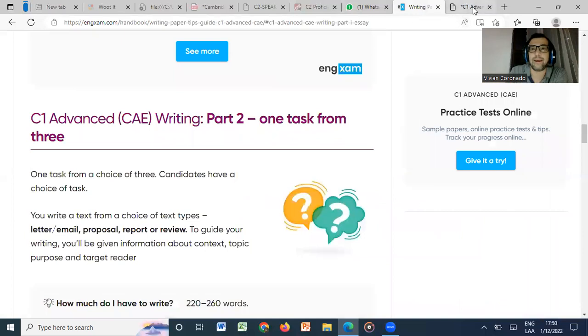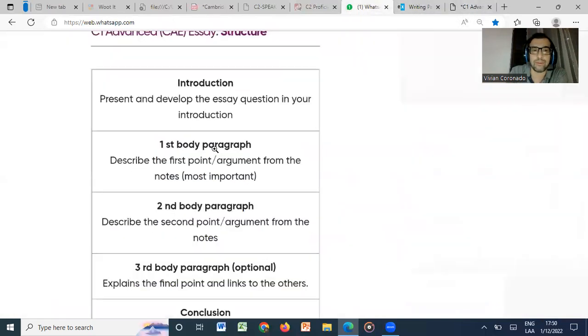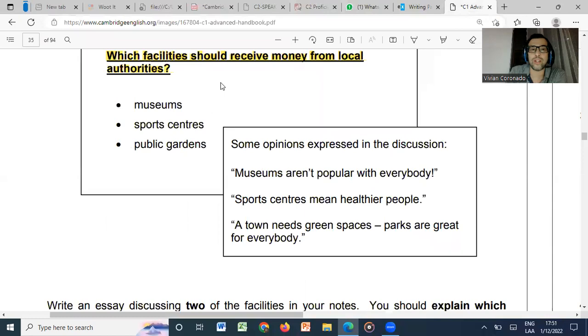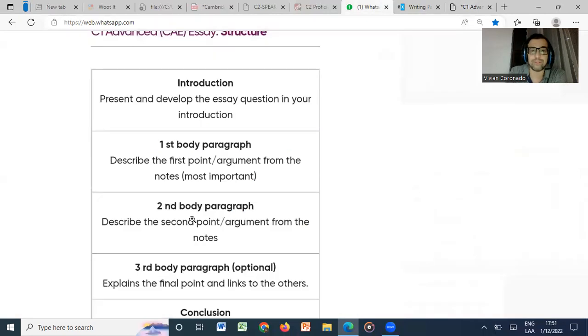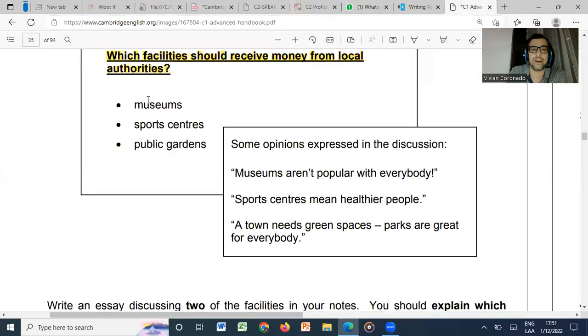Now, the second paragraph, in a certain way, describes the first point, the argument from the notes that is most important. So in the second paragraph, we're going to be choosing one of these topics. Maybe you want to choose museums. So the second paragraph should talk about why you think museums should receive money from local authorities. Now, the third paragraph, try to choose another topic. Again, you can choose maybe sports centers.